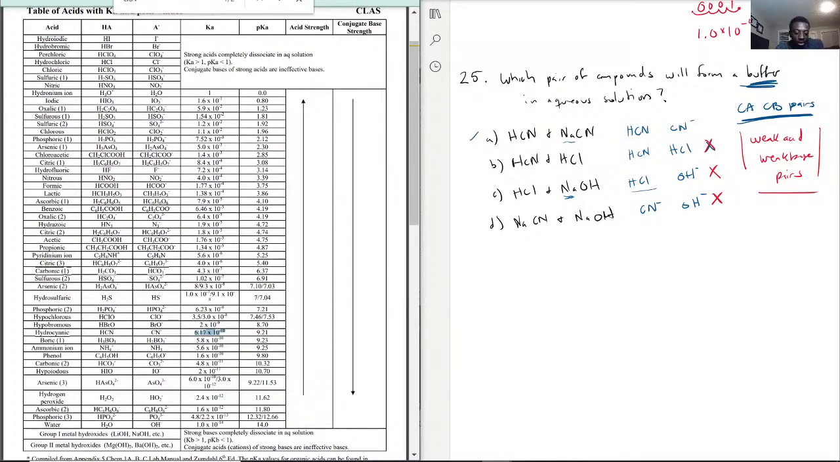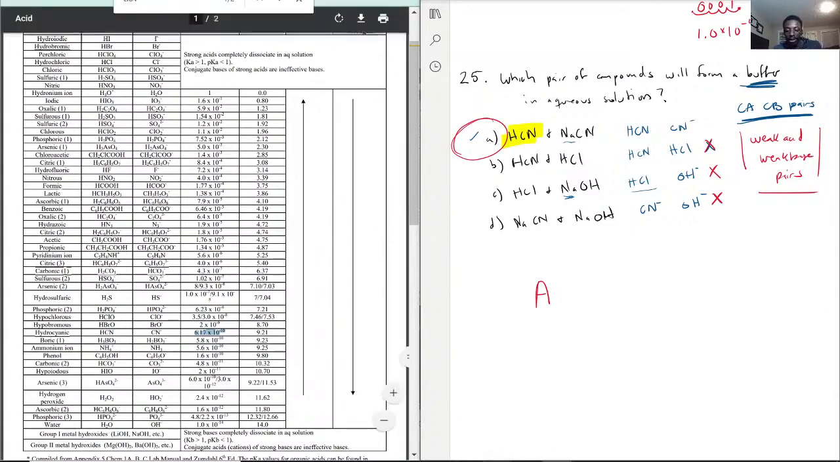Point being here, though, is that we have now confirmed that HCN is a weak acid. So with that, we can say without a doubt that the answer is indeed A. HCN and NaCN will form a buffer solution. That's the only pair of compounds in this list that would actually do such a thing, okay?